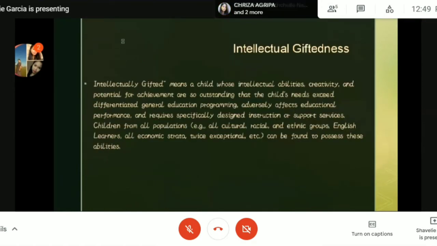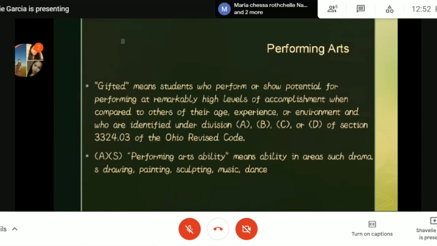Children from all populations. Gifted means students who perform or show potential for performing at remarkably high levels of accomplishment when compared to others of their age, experience, or environment, and who are identified under Division A, B, C, or D of Section 3324 of the Ohio Revised Code.